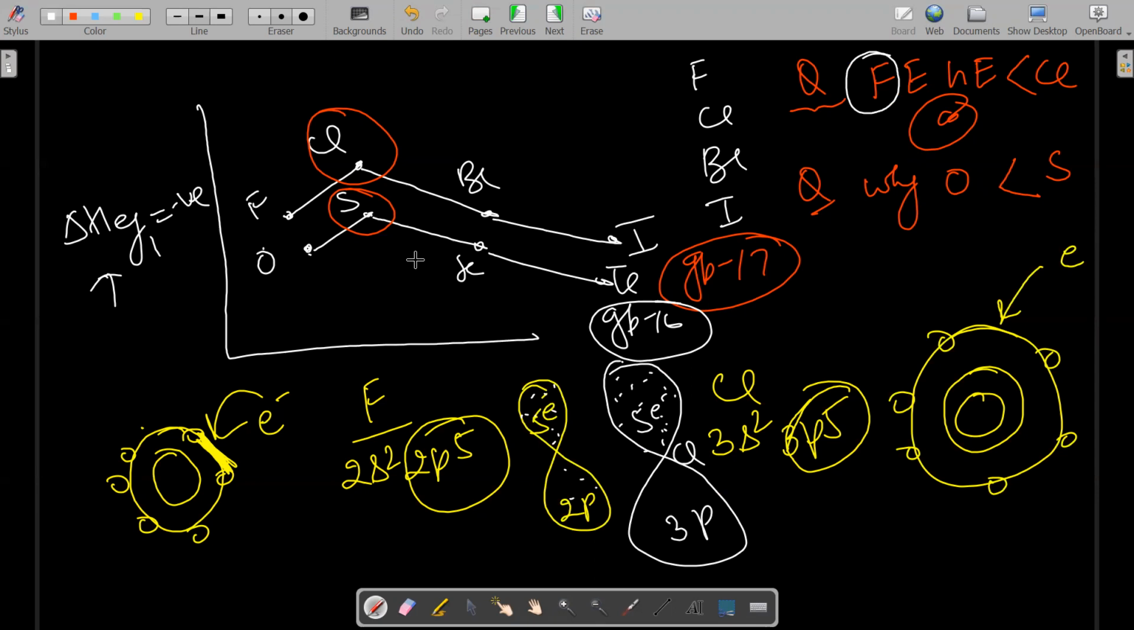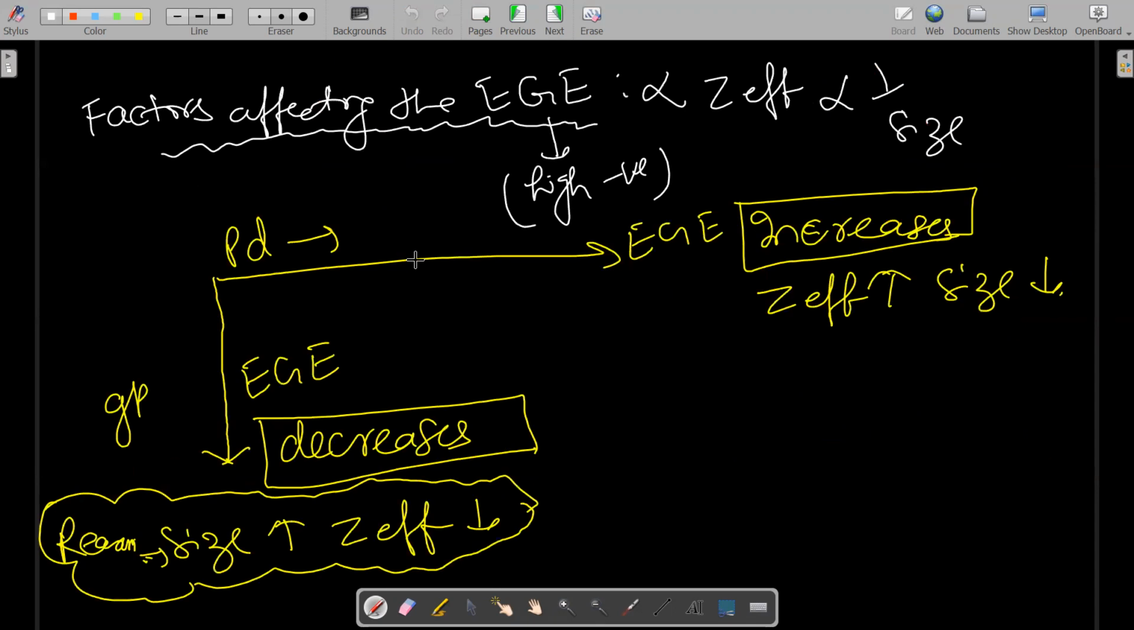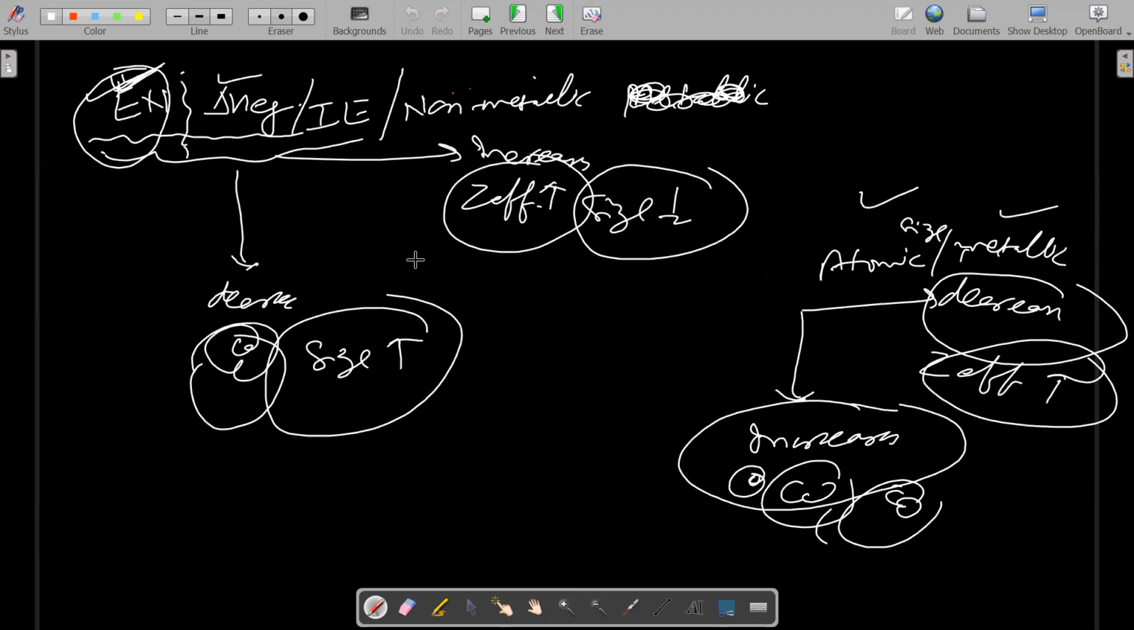So basically, what questions are important for electron gain enthalpy? The factors affecting it, which I have just discussed. So what basically questions arise? First question: why is the electron gain enthalpy of noble gases positive?